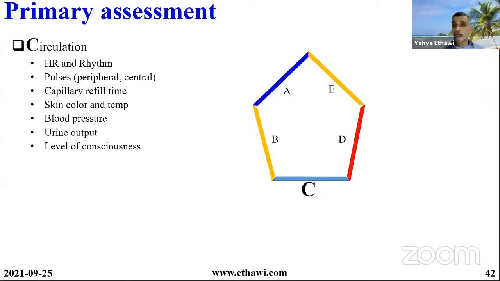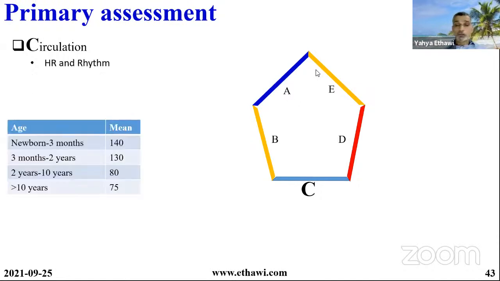So for circulation, we check the heart rate and the rhythm. We check the pulse, peripheral and central. We check the capillary refill time. We look at the skin color, and also we assess the temperature of the skin. We check the blood pressure, urine output, and the level of consciousness, because circulatory failure can present with a neurological manifestation. So let's start with the heart rate and the rhythm.